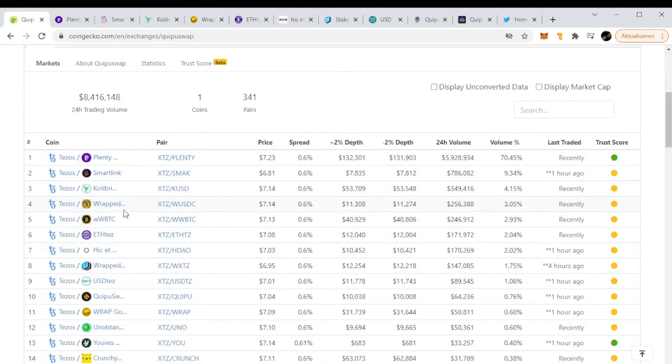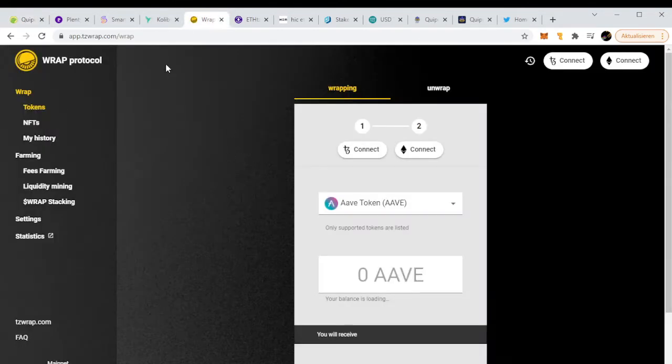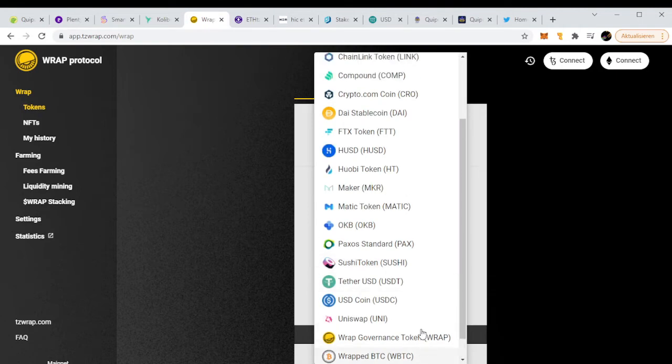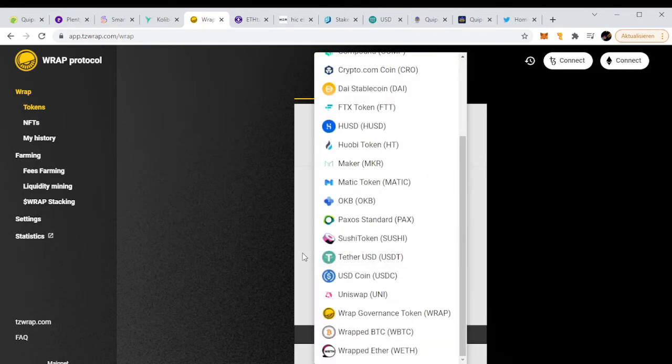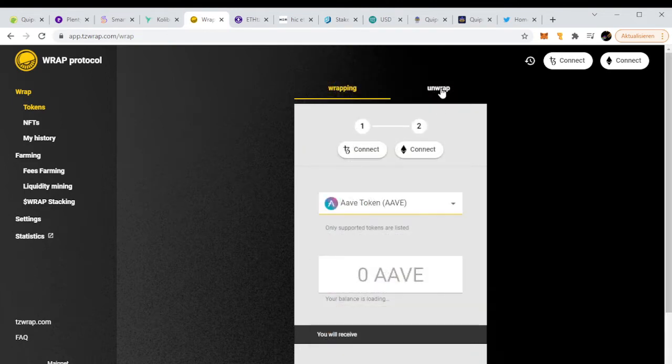Actually, the next ones are wrapped USDC and wrapped BTC. Now you probably know what USDC and BTC are. I would be surprised if you don't, if you're on here. But yeah, basically wrap is a bridge between Ethereum and Tezos. So it lets you bridge extremely many tokens, by the way. Yeah, no, this is an Ethereum to Tezos bridge. Very simple, with a lot of tokens on there that you can bridge.